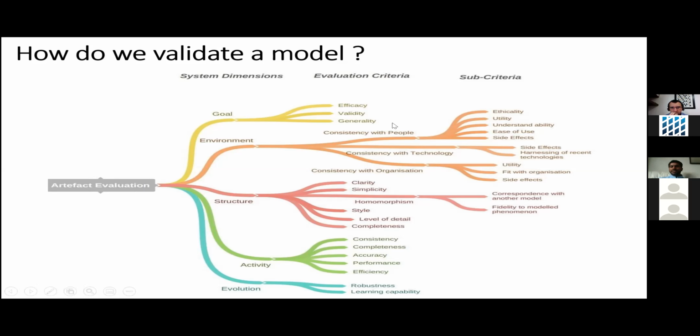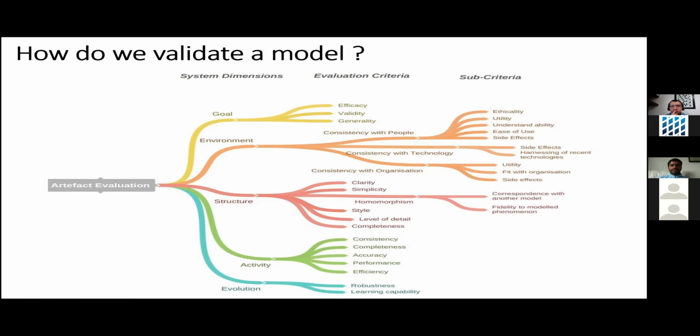Validity is how valid is this model? Is it similar to the conceptual model that we thought of before we started? How general is it? What it means is, can we generalize it? Can we use it on different projects? The second aspect is the environment. The environment it is created in, also the environment within the system, within the simulation model.